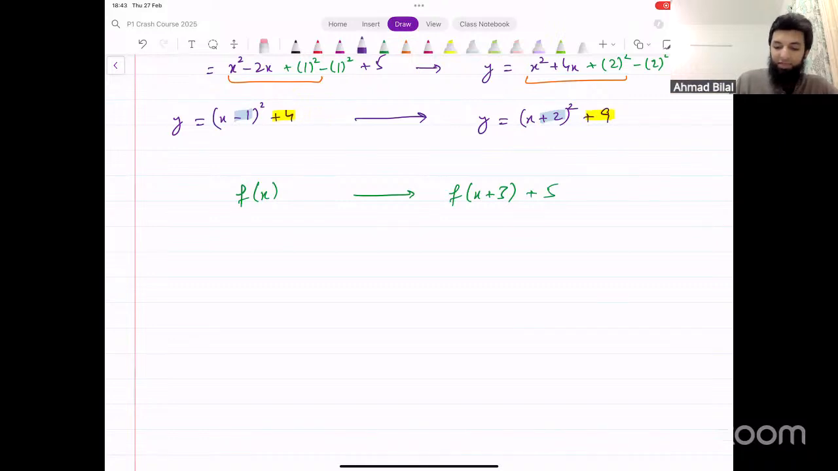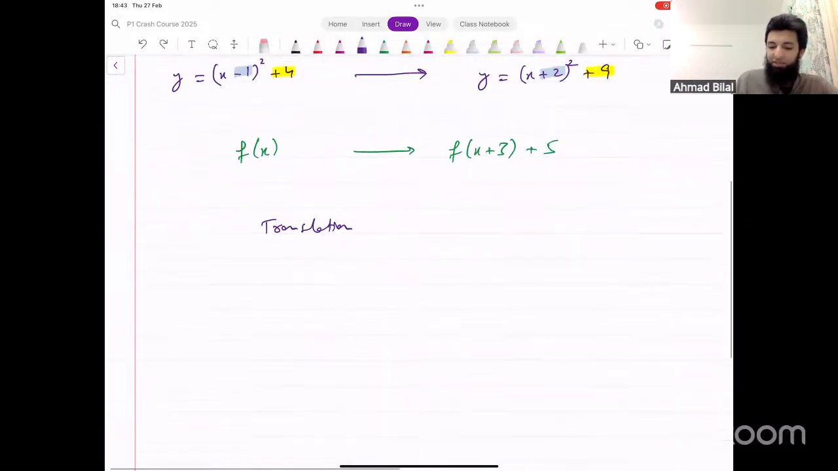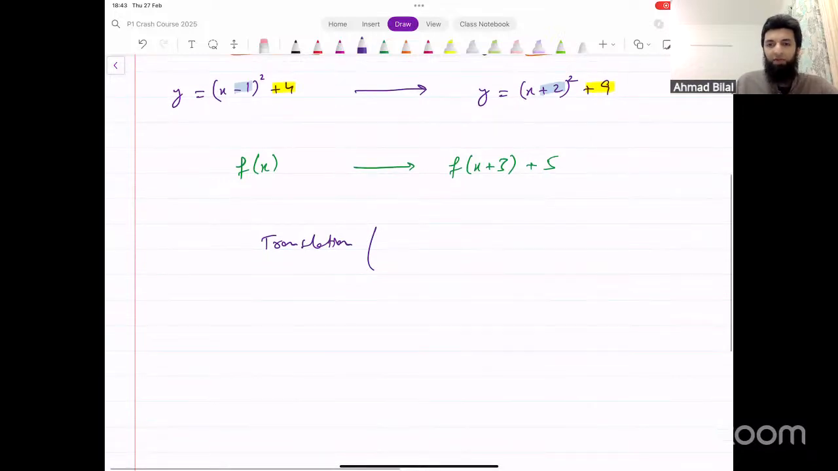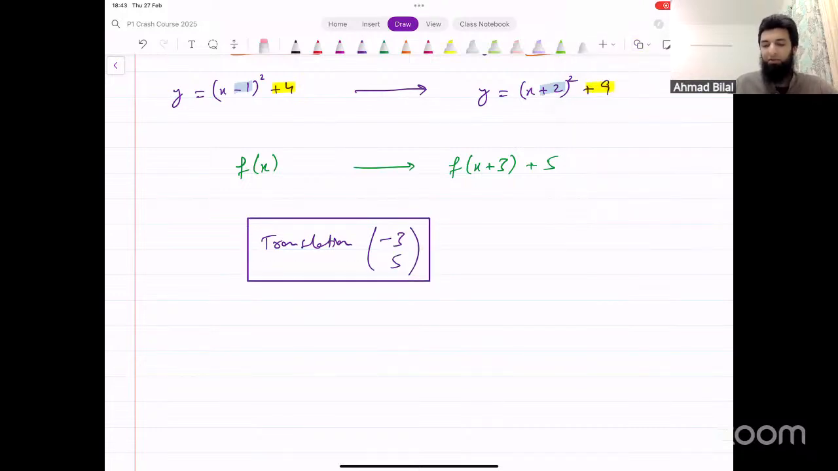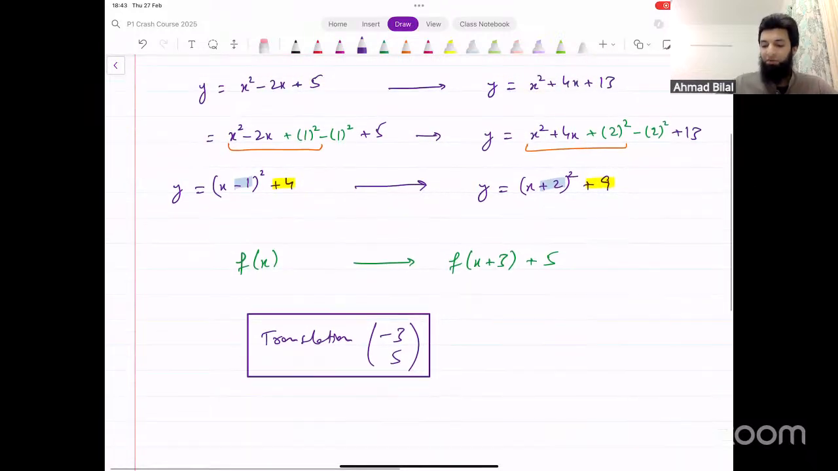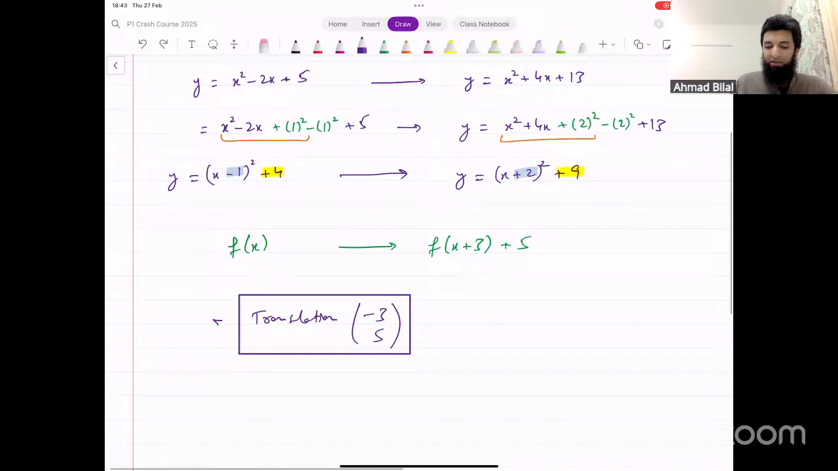So what translation is it going to be then? They've asked us to describe the transformation. We would say it's a translation. What about the vector? 3 units left, that's -3. 5 units up, that's 5. This is what we write down there. Now, there are no marks for the working here. The 2 marks are for just writing this down.